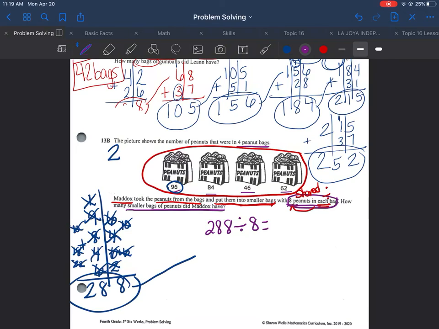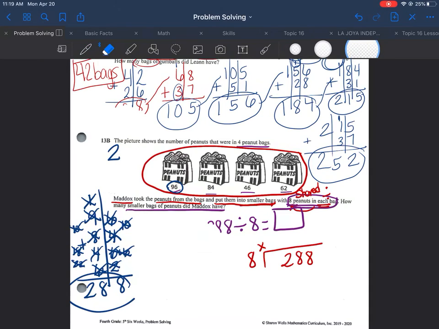Now, for step number 2, I'm going to take my total and share equally with 8 peanuts in each bag, so I can figure out how many small bags he will be making. So I'm going to go ahead and divide. So I'm going to do 288 divided by 8. And I'm going to do my basic facts of 8.